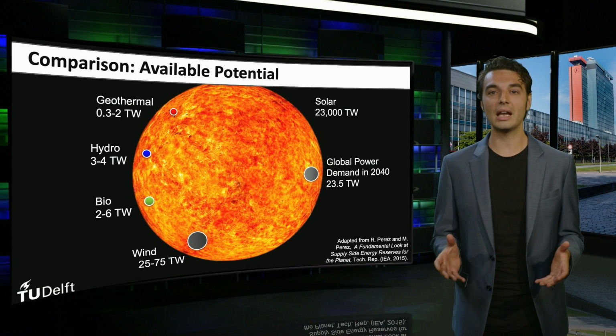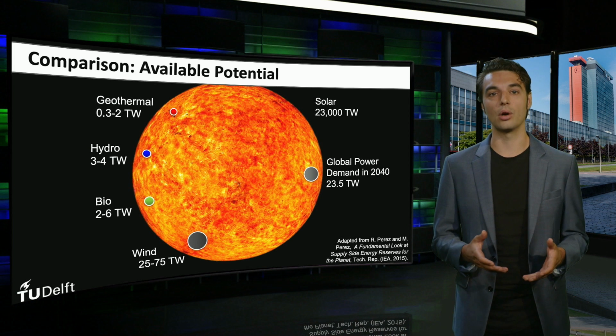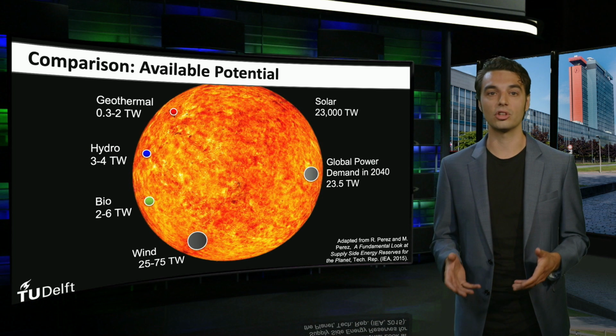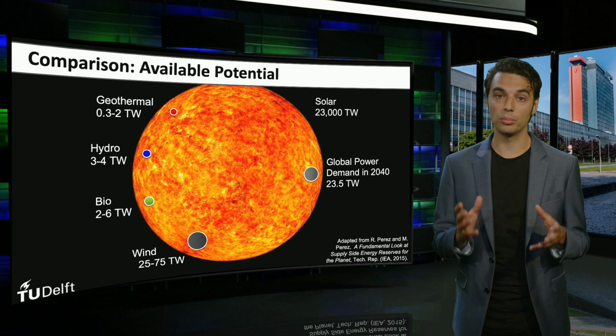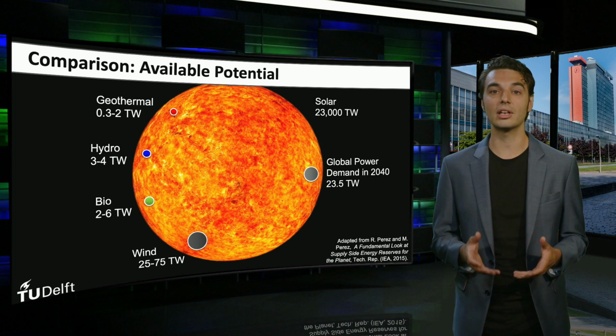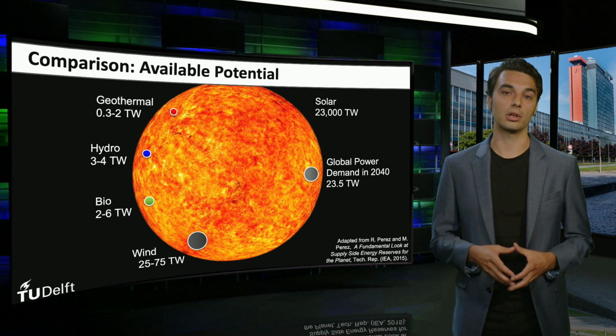The primary energy potential of solar on land is about 23,000 terawatts, which is about 1,000 times the global power demand in 2040. The fact that most sources of renewable energy are a derivative of solar radiation is reflected in their respective potentials, which are only a fraction of the solar energy potential.